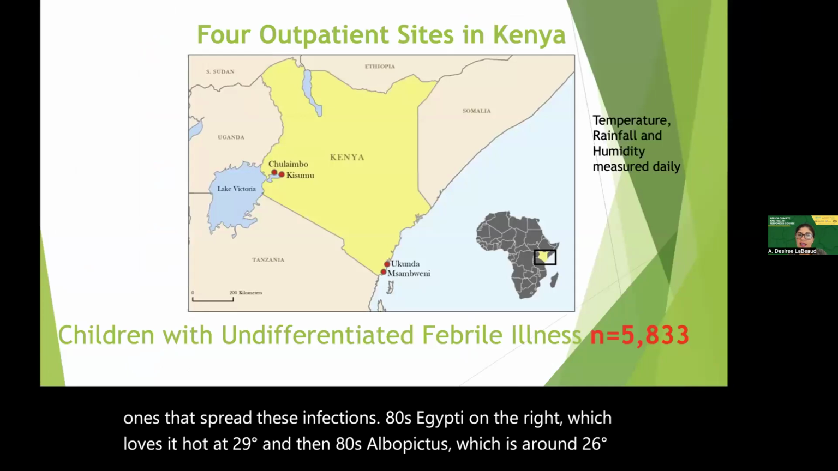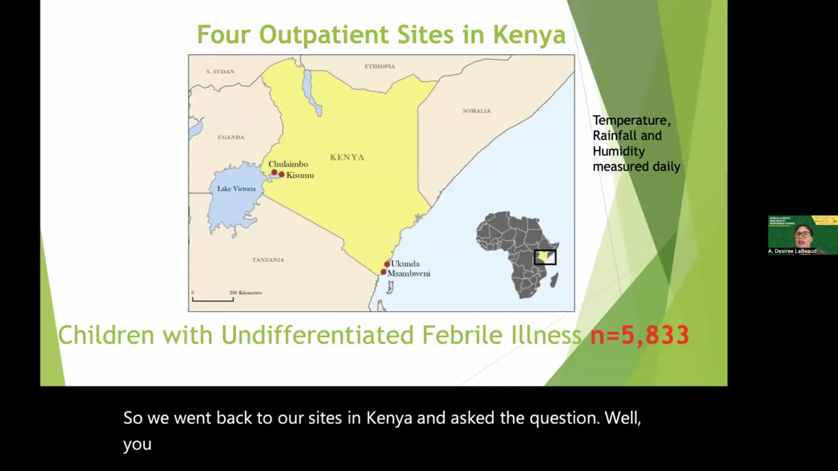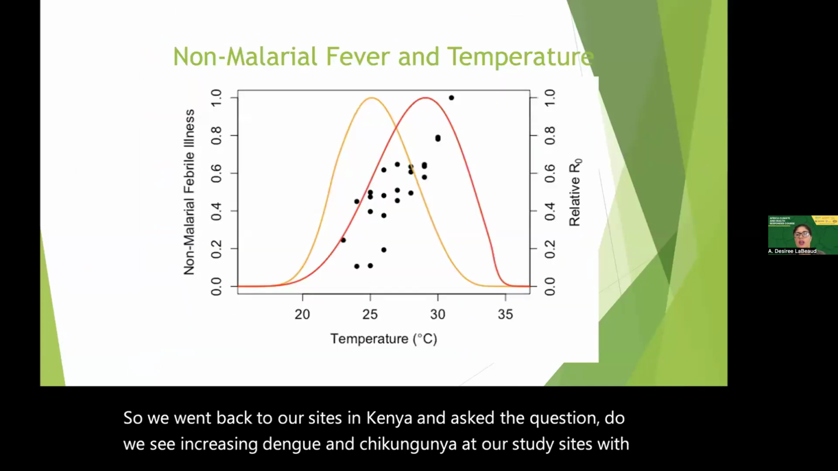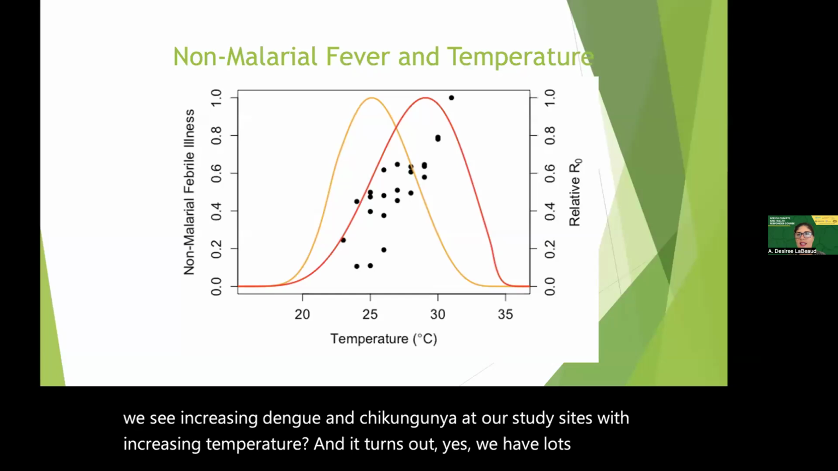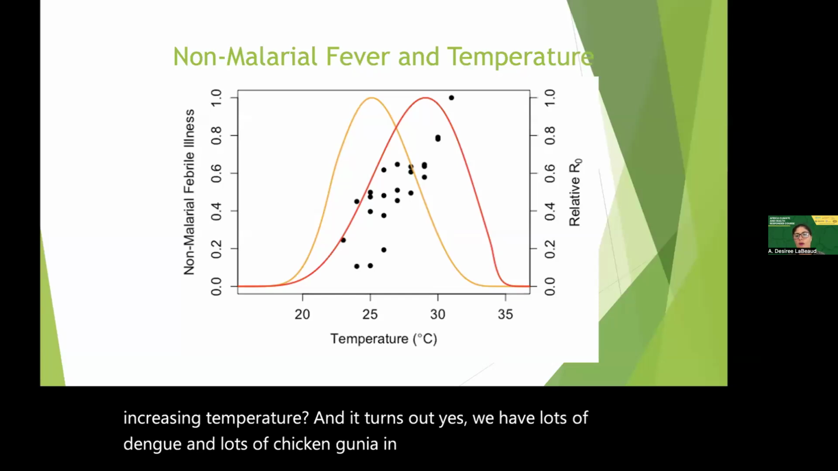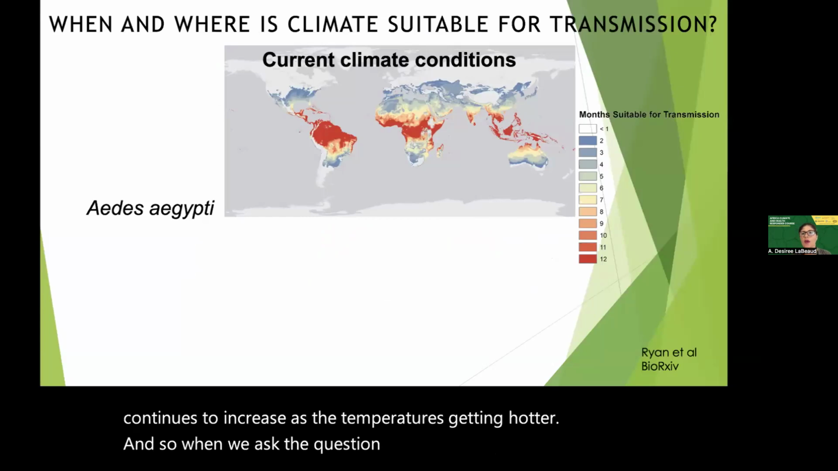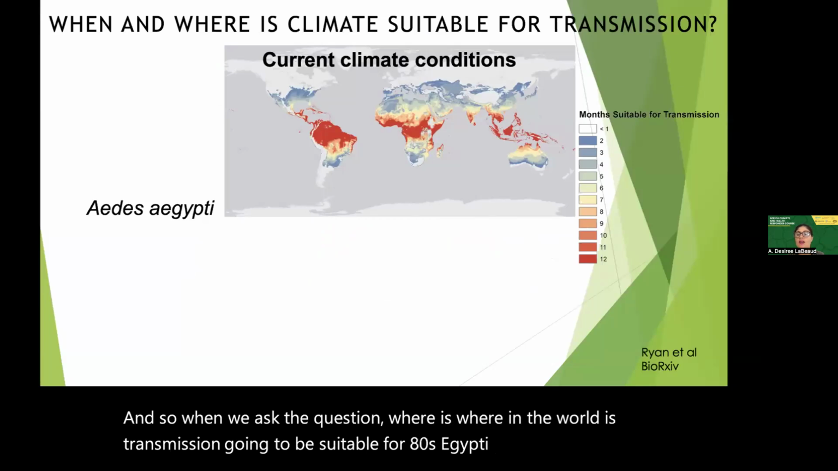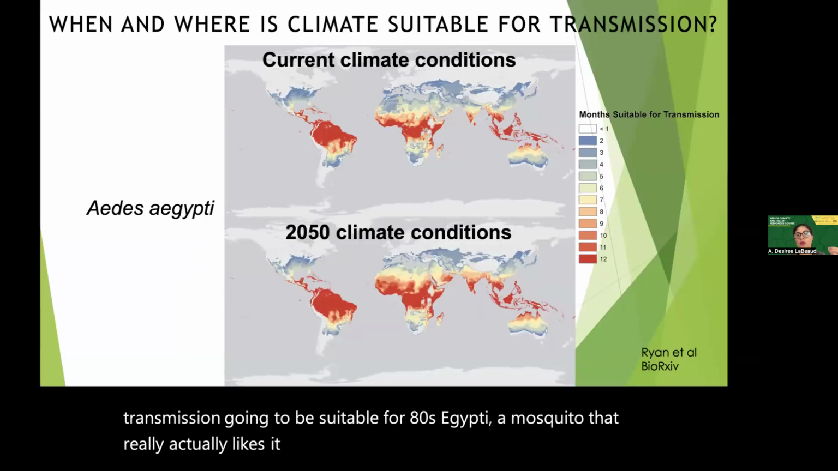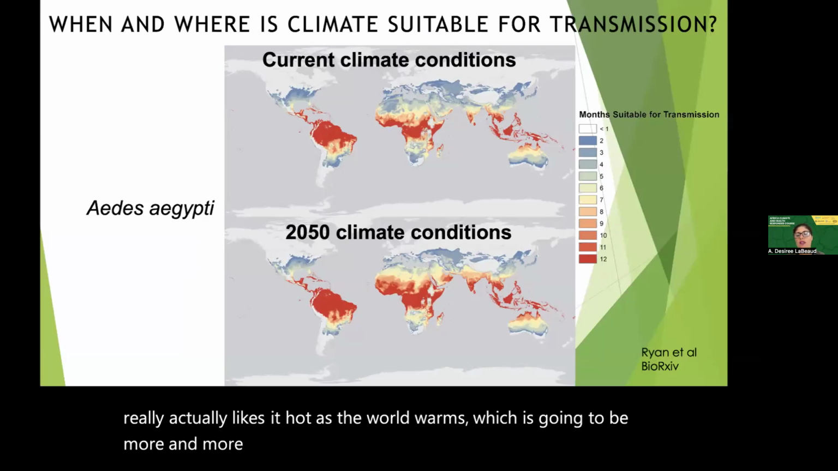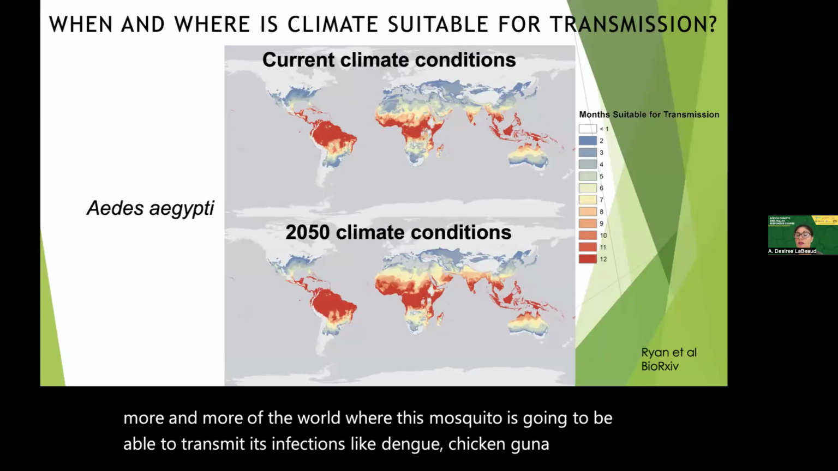So we went back to our sites in Kenya and asked the question, do we see increasing dengue and chikungunya at our study sites with increasing temperature? And it turns out, yes, we have lots of dengue and lots of chikungunya in Kenya where I work, and it continues to increase as the temperature gets hotter. And when we ask where in the world transmission is going to be suitable for Aedes aegypti, a mosquito that really likes it hot, as the world warms there's going to be more and more of the world where this mosquito is able to transmit its infections like dengue, chikungunya, Zika, and even yellow fever, which I'm not talking about today.